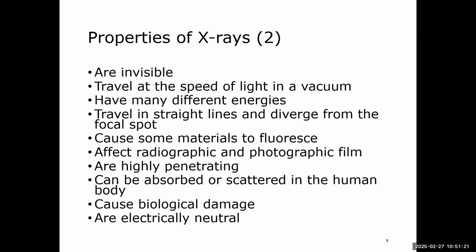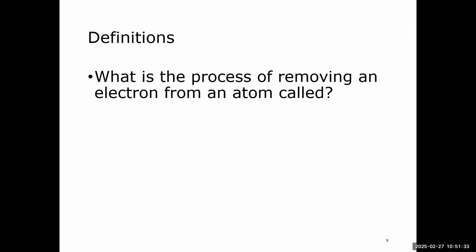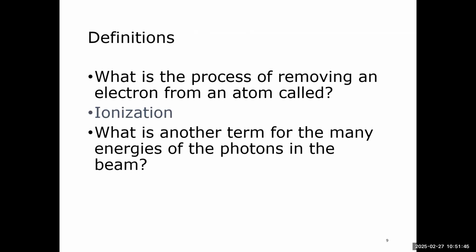And we call most of those highly penetrating. We know that. And they can either be absorbed or they can also be scattered in the body, can cause biological damage, or electrically neutral. So I think we just talked about this. No, we didn't. What's the process of removing an electron from an atom called? Ionization. I think Jay did say that. What's another term for the many energies of the photons in the beam?